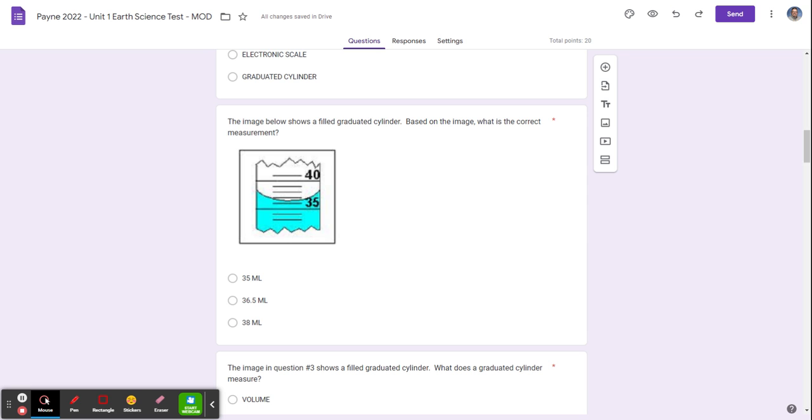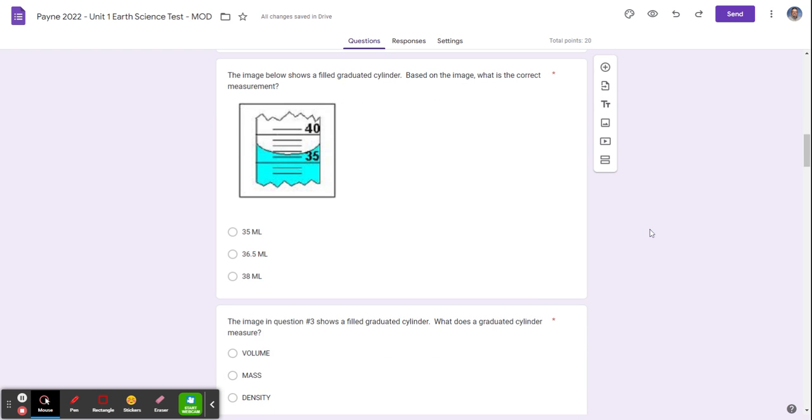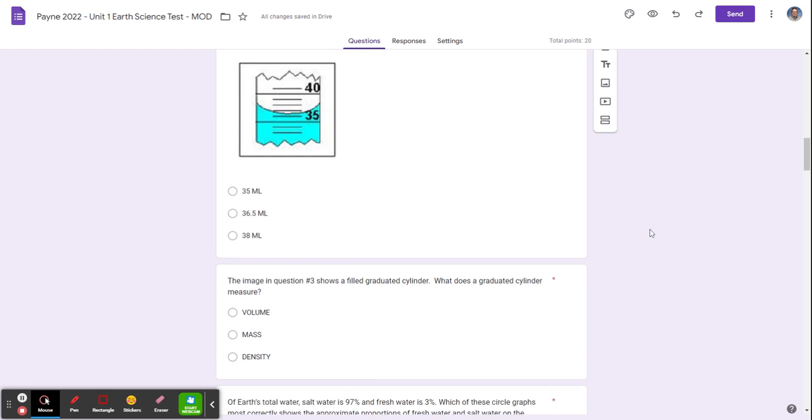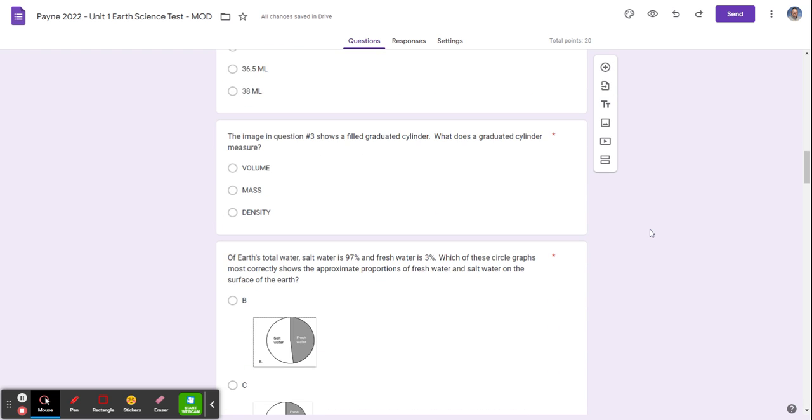The image below shows a filled graduated cylinder. Based on the image, what is the correct measurement? 35 milliliters, 36.5 milliliters, or 38 milliliters? The image in question number 3 shows a filled graduated cylinder. What does a graduated cylinder measure? Volume, mass, or density?